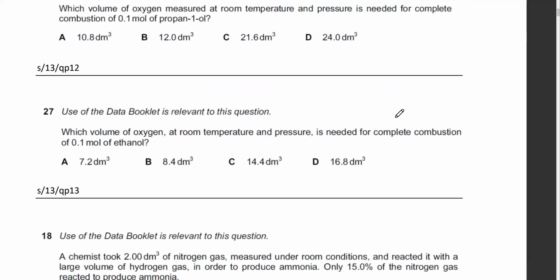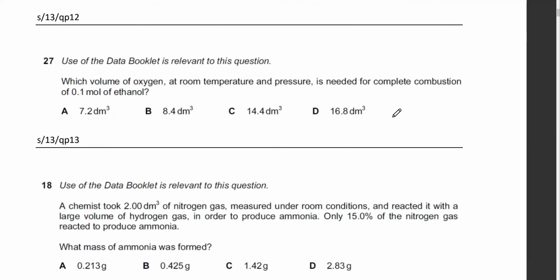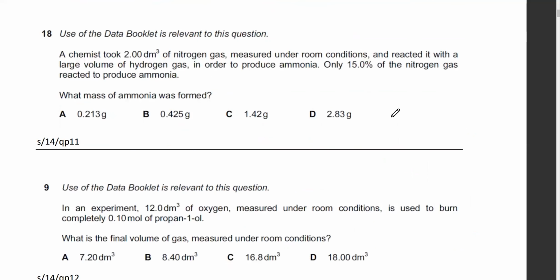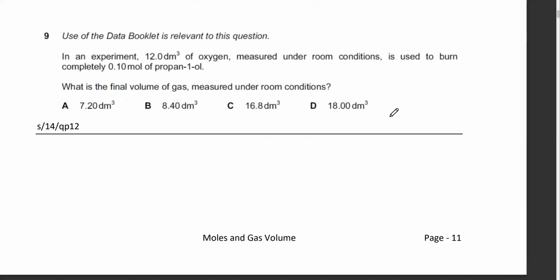Okay, and what else is there? Okay, we can try and do this one. This one was a tricky question as well.